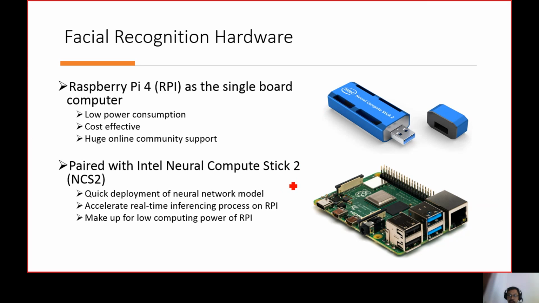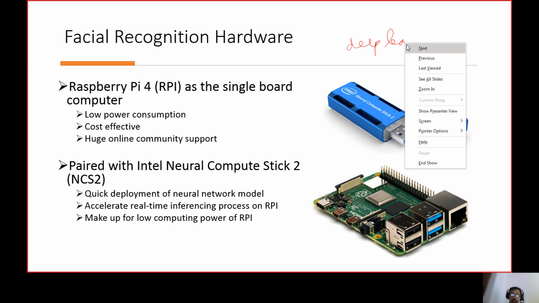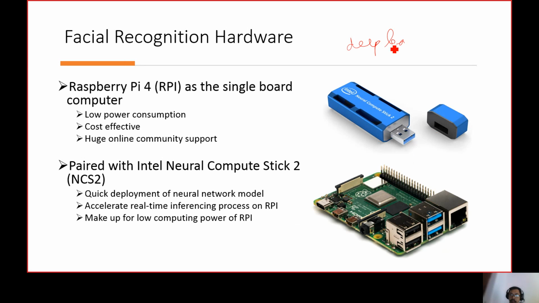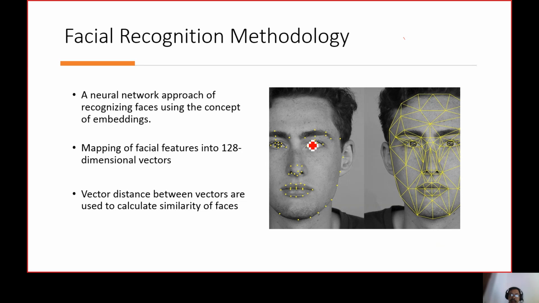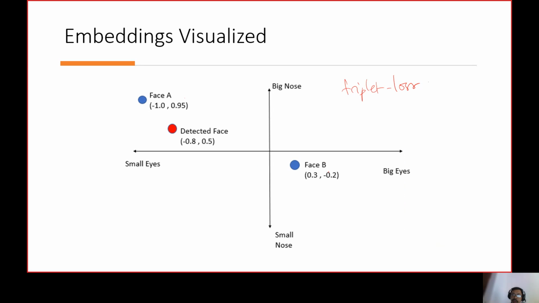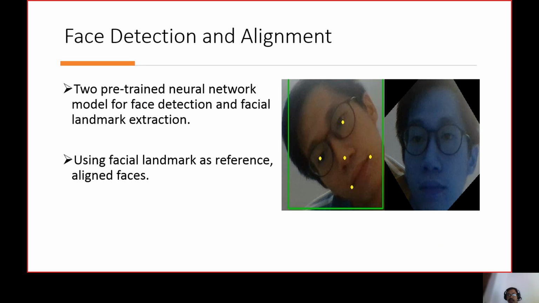Now for the facial recognition hardware, we are using the Raspberry Pi as mentioned, and also the Intel NCS2, because we are using deep learning. What the system does is basically transform the face into 128 factors. And then what happens after that? We measure the triplet loss. For example, you have different types of faces. It will measure the minimum between the detected face and the faces that we have in the database. This is a method called triplet loss.